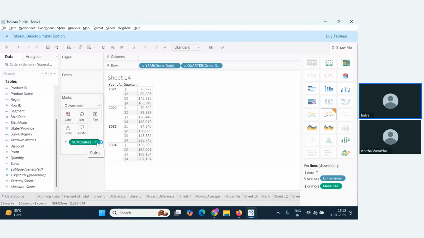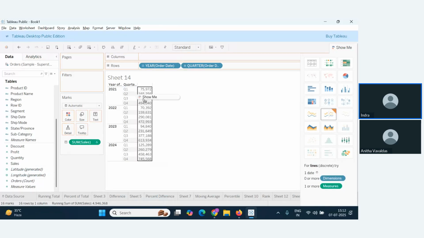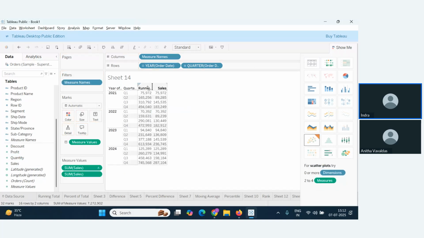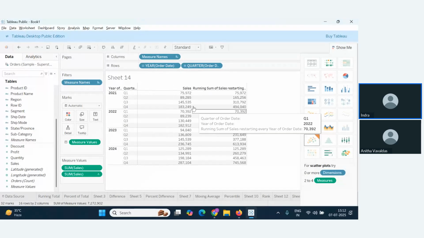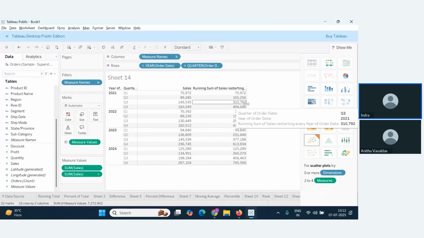Now, to compute the YTD, I'll click on this drop down, go to quick table calculation and select YTD total. Let me click on this. And now let me again keep the sales next to it for my reference. So these are the sales values, and this is the running total. YTD total only calculates the sum of values measured over the date related field.